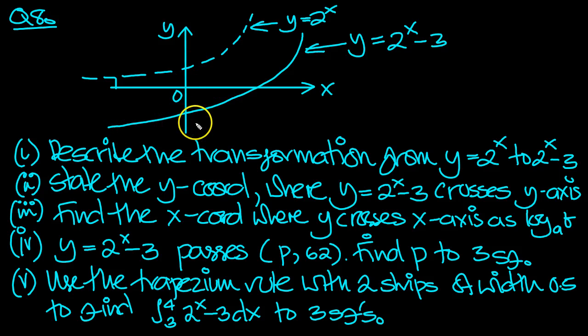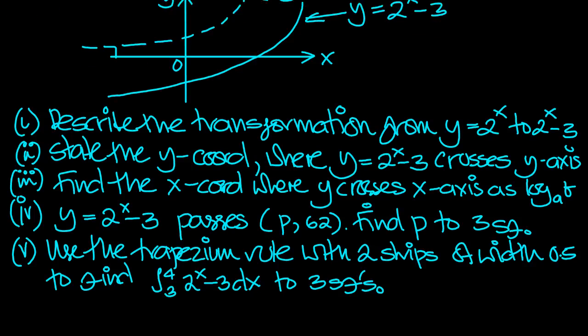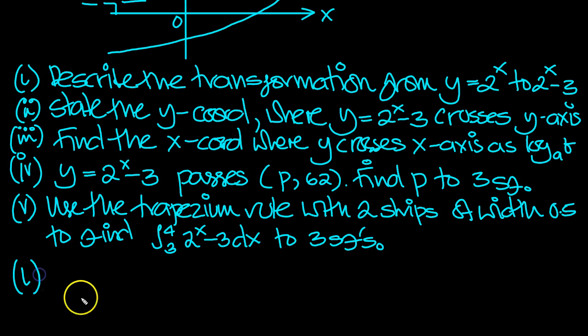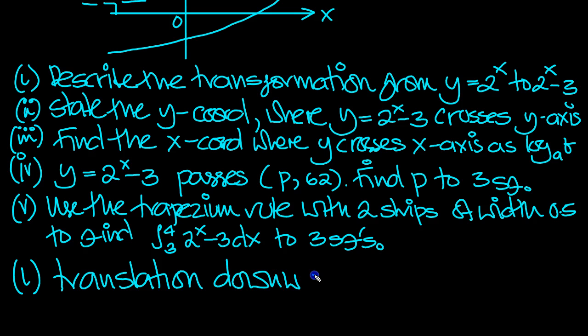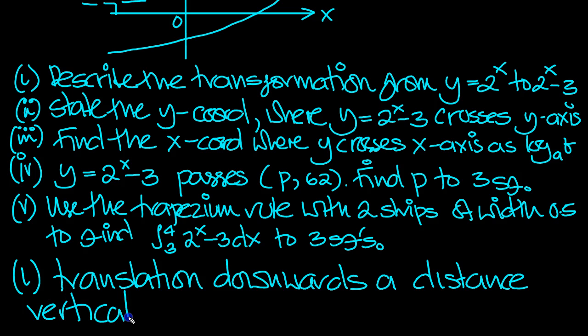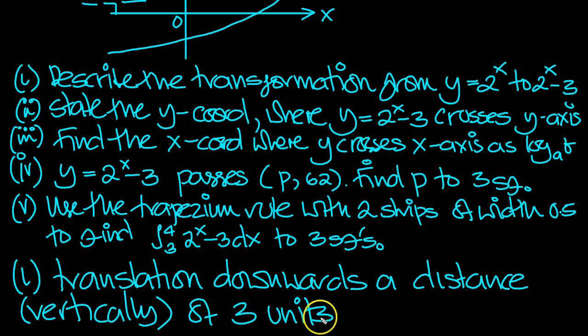Well, it's a translation, isn't it? Vertically downwards, a distance of 3 units. So let's write that down then. It's a translation downwards, a distance, I'm going to put vertically in, I just want to emphasize that, vertically of 3 units in the y direction. Something similar to that, with the thought of it being a translation.